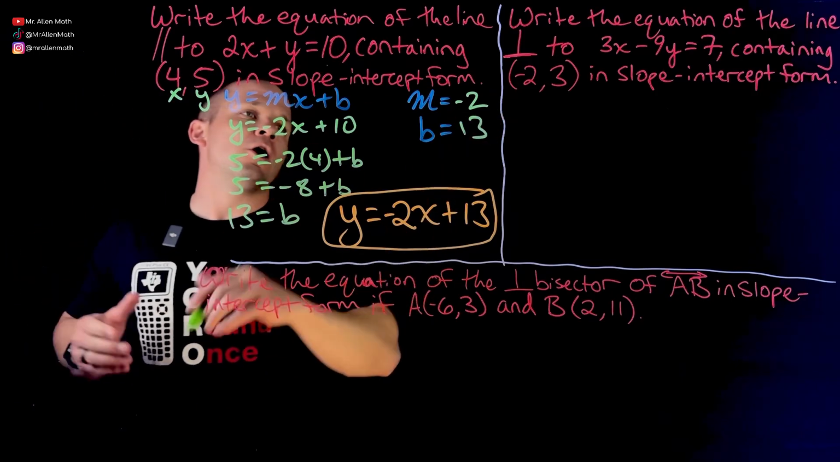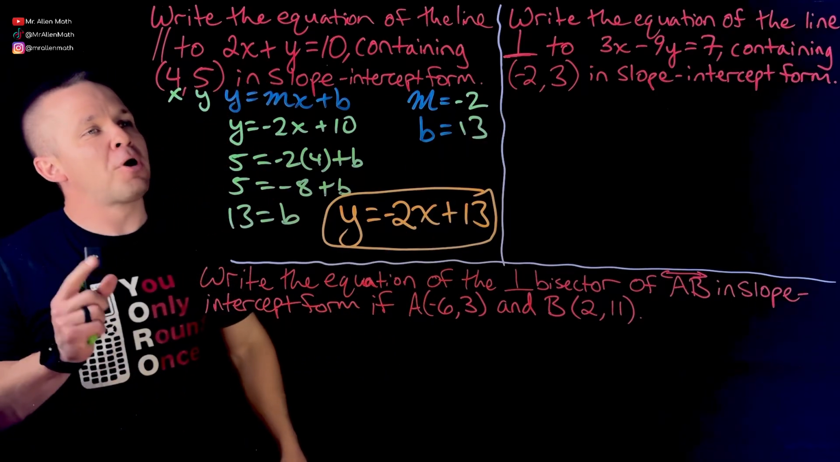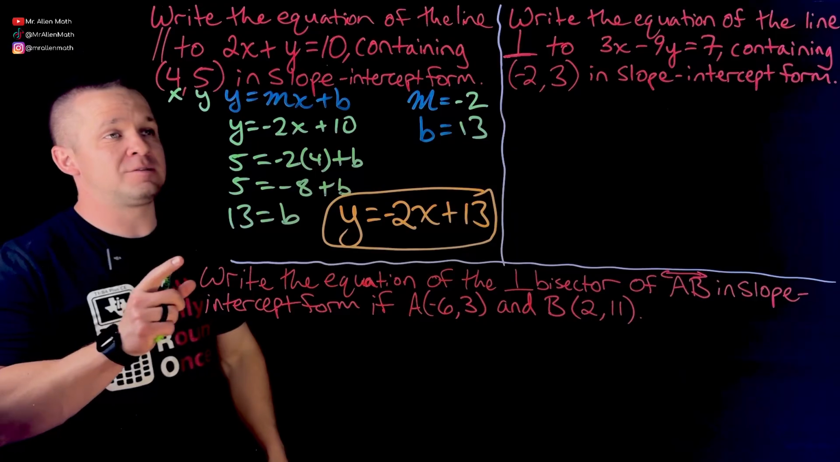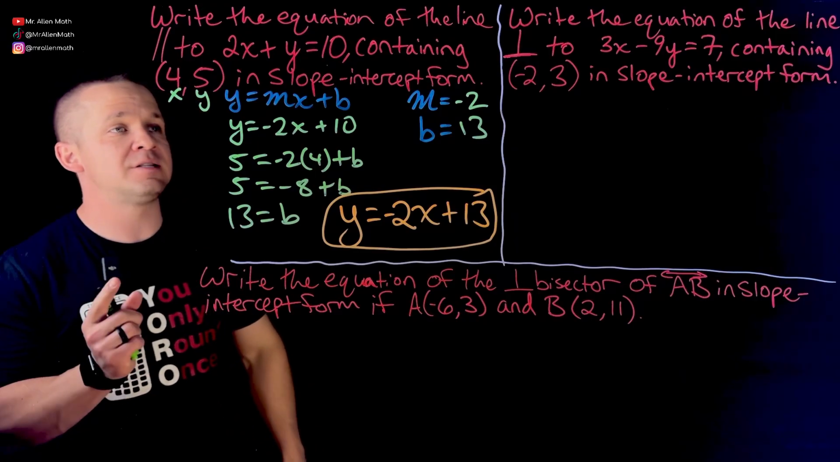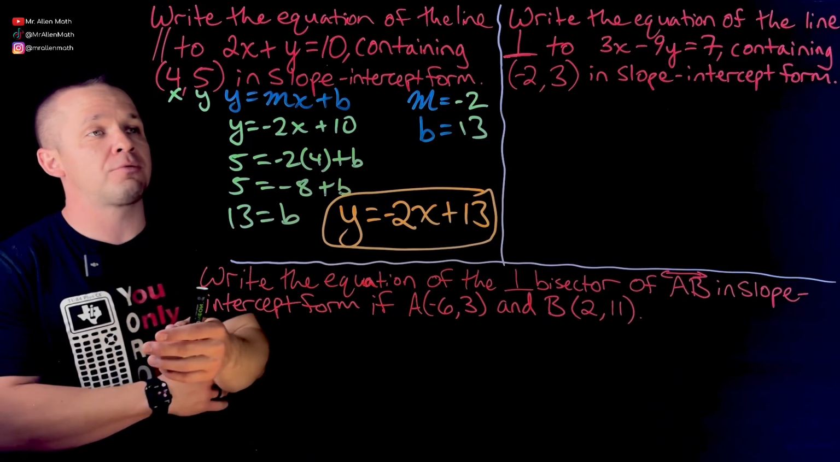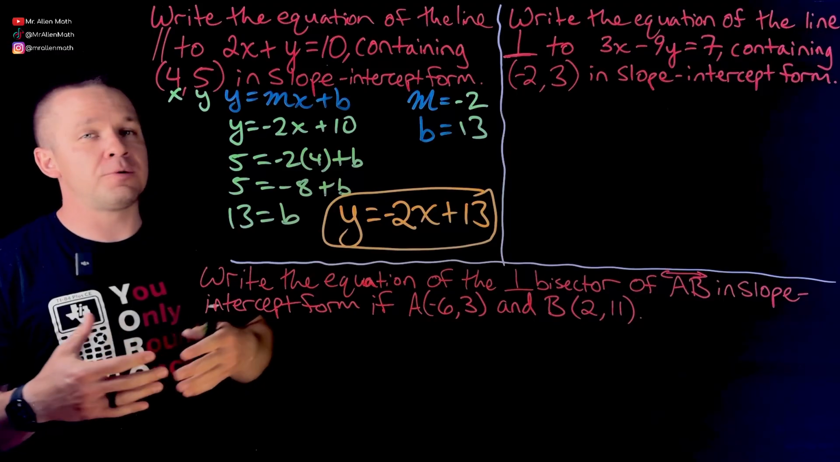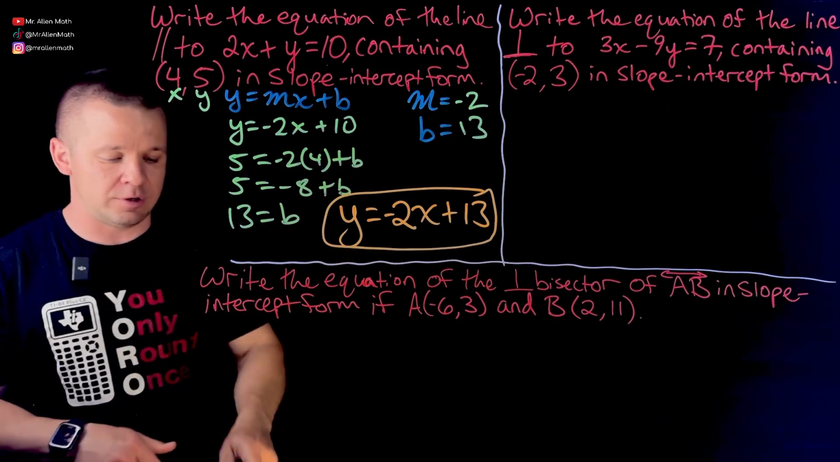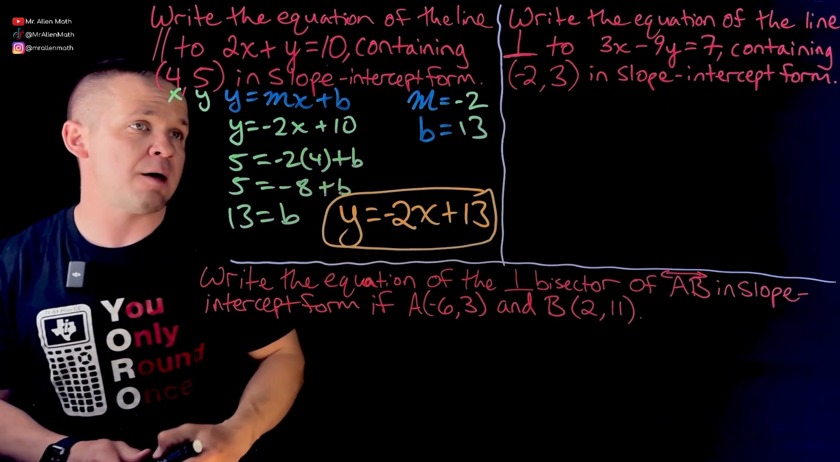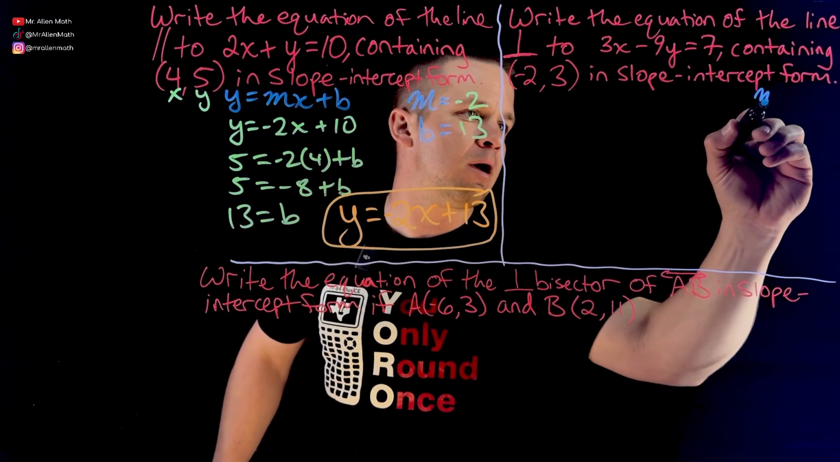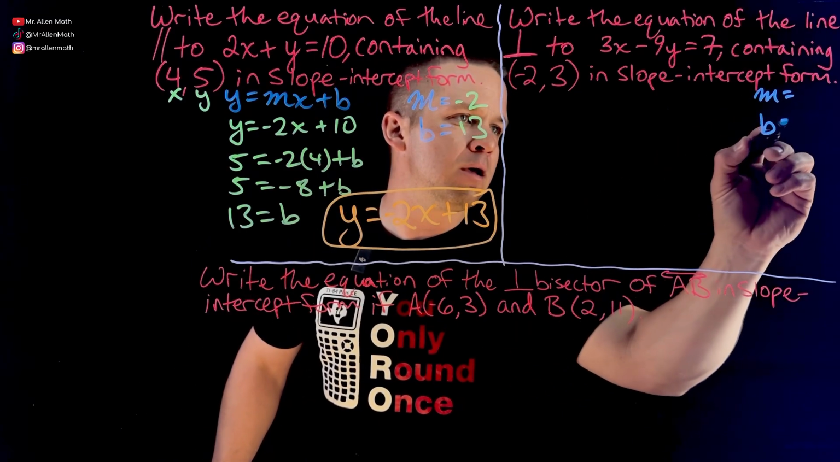Oh well. Write the equation of the line perpendicular to 3x minus 9y equals 7, containing the point (negative 2, 3), in slope-intercept form. So the process is going to be very similar. I am going to jot down where I want my m and my b. We'll throw that over here. M, fancy m, and b.